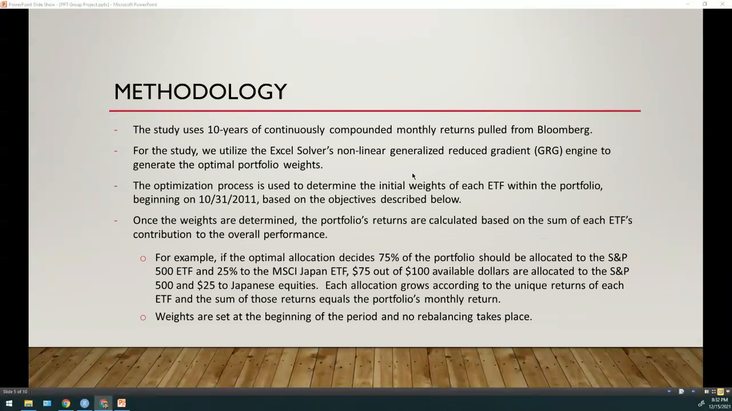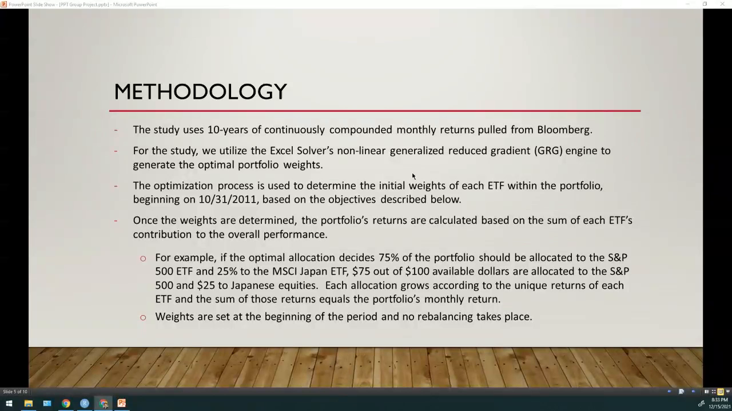In terms of data, we used 10 years of continuously compounded monthly returns, which we downloaded from Bloomberg. To do the analysis, we used Excel Solver's nonlinear generalized reduced gradient, or GRG, engine to optimize the portfolio weights. The optimization process is used to determine what the initial weights of each ETF would be in the portfolio. This is not a rebalanced portfolio. It's essentially saying: optimize the weights that we start off with, and then the portfolio returns will flow from those initial weights.